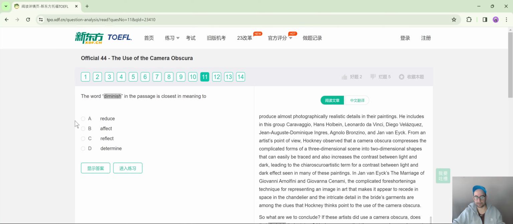So if it did something to it, let's see. So reduce, yeah. Well, I already knew this one, so I could pick A and move on, but check the rest of them. Affect means to change. That's pretty unclear, and it doesn't just mean diminish at all. Reflect, no, that doesn't mean diminish. Determine is like to decide something, right? To figure something out, but no, it doesn't mean diminish, like to weaken, to reduce.